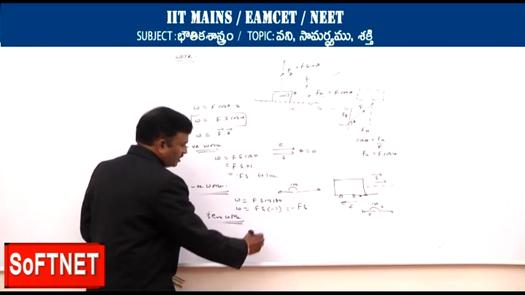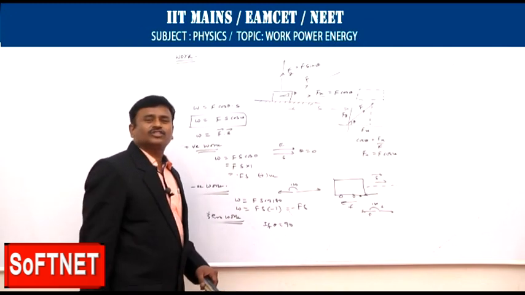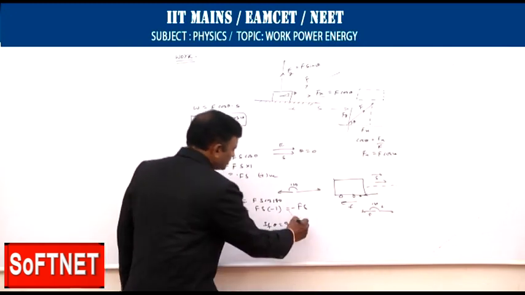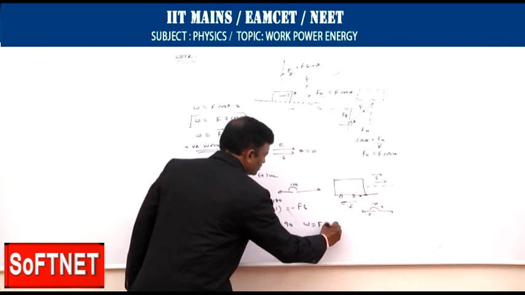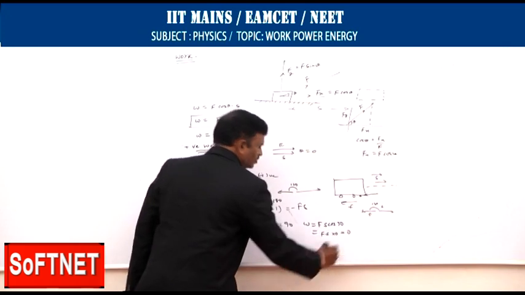What is zero work? If theta is 90 degrees, then the work is said to be zero work. So what happens at theta 90? W is equal to Fs cos 90, and cos 90 is 0.